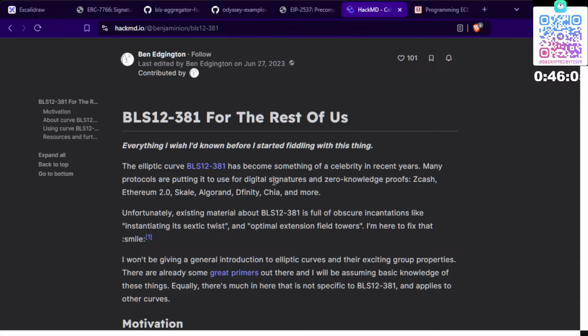Unfortunately, existing materials about BLS12-381 are full of obscure incantations like instantiating, access twist, and optimal extension field tower. I'm here to fix that.